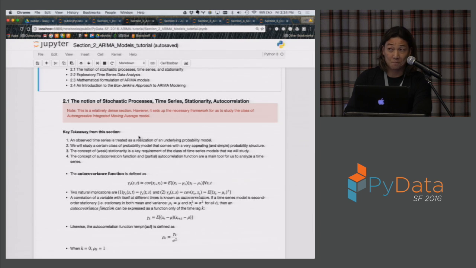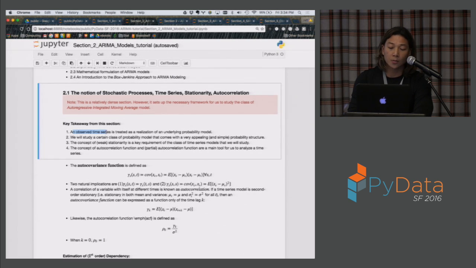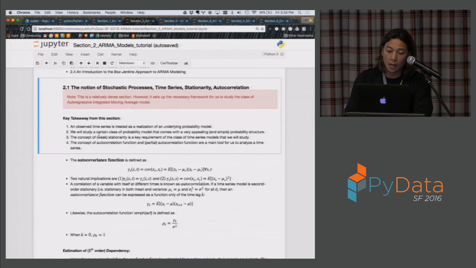So for the next 5 minutes, it's maybe a little bit math heavy. Before we dive in, I just want you to get a few takeaways. Number one is that the observed time series is treated as a realization of some underlying probability model. This model has a very strong background in probability framework. Whenever we see a series in the data, we are treating it as a realization from the underlying stochastic process. And we're going to study a certain class of probability model.